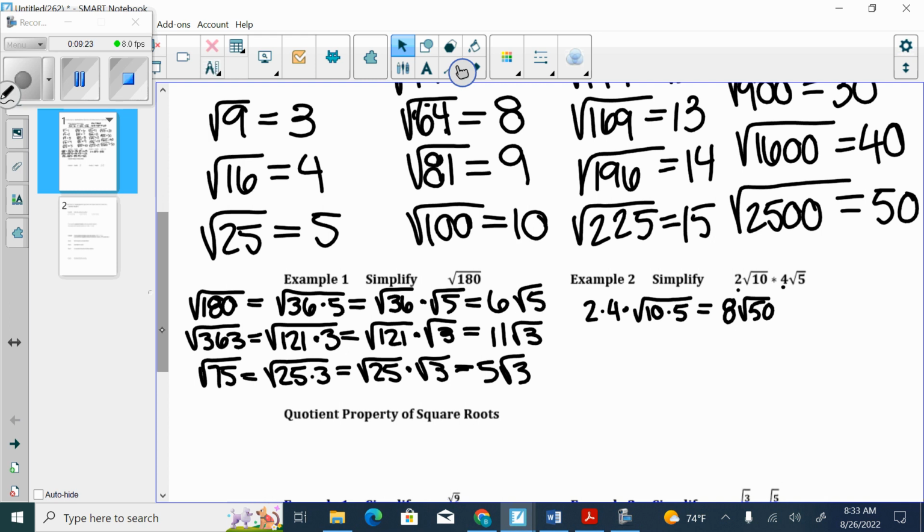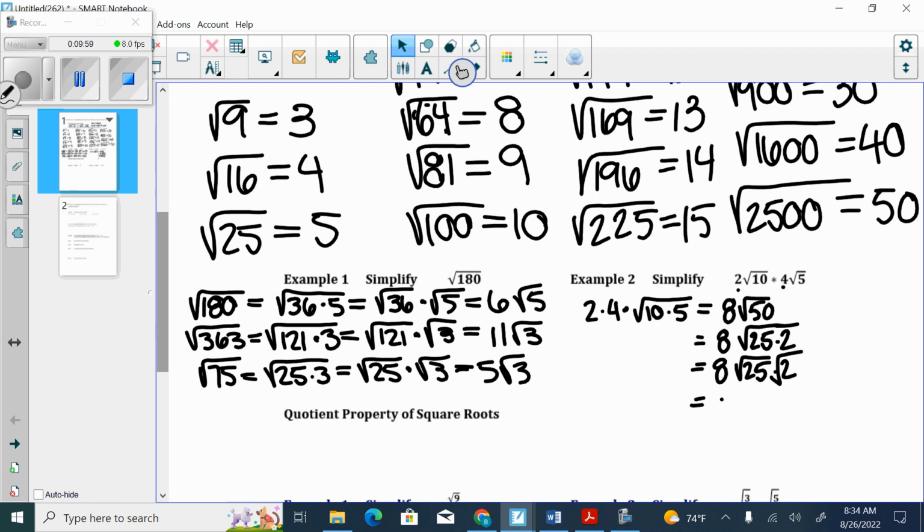Now once we're to this point, we want to use our tricks from over here to see if we can simplify this term any further. So can you guys think of something that will multiply to give me 50? 25 and 2. So I would have 8 times the square root of 25 times 2. And remember, we can split those up. So square root of 25 times square root of 2.